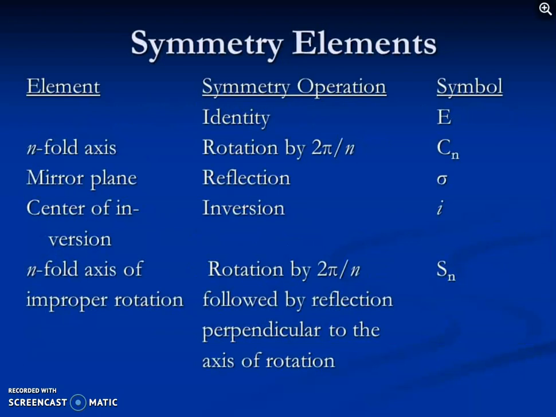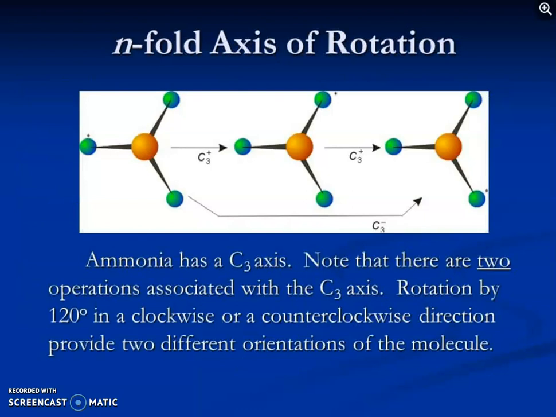So, here the symmetry elements: n-fold axis, mirror plane, center of inversion, n-fold axis of improper rotation. Identity, symbol E; rotations by 2 pi by n, symbol Cn; reflections, sigma; inversion, i. Rotations by 2 pi by n followed by reflections perpendicular to the axis of rotation, Sn. Now, n-fold axis of rotations.